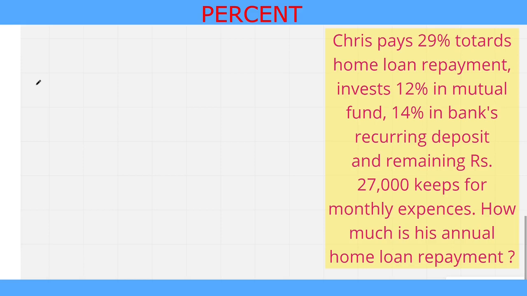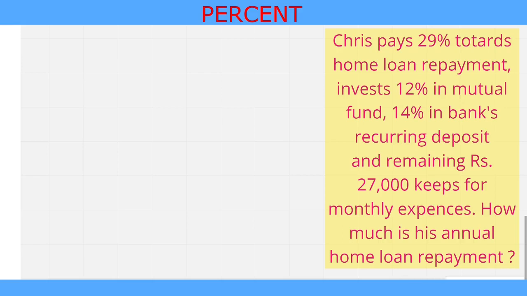Our question on percent is: Chris pays 29% towards home loan repayment, invests 12% in mutual fund, 14% in bank's recurring deposit, and remaining rupees 27,000 keeps for monthly expenses. How much is his annual home loan repayment? Here it is not asked his salary. Here it is asked what is his home loan repayment, which is 29% of his salary. So we solve like this.